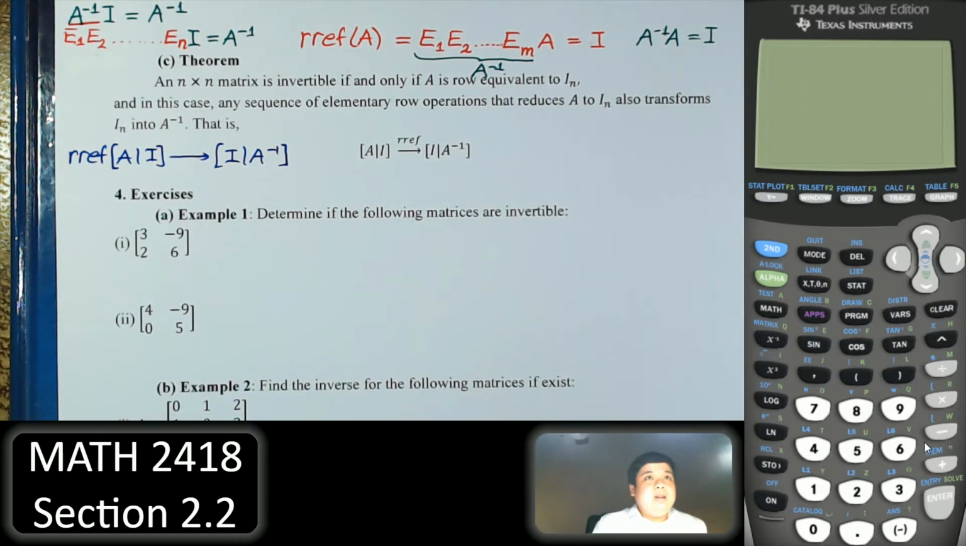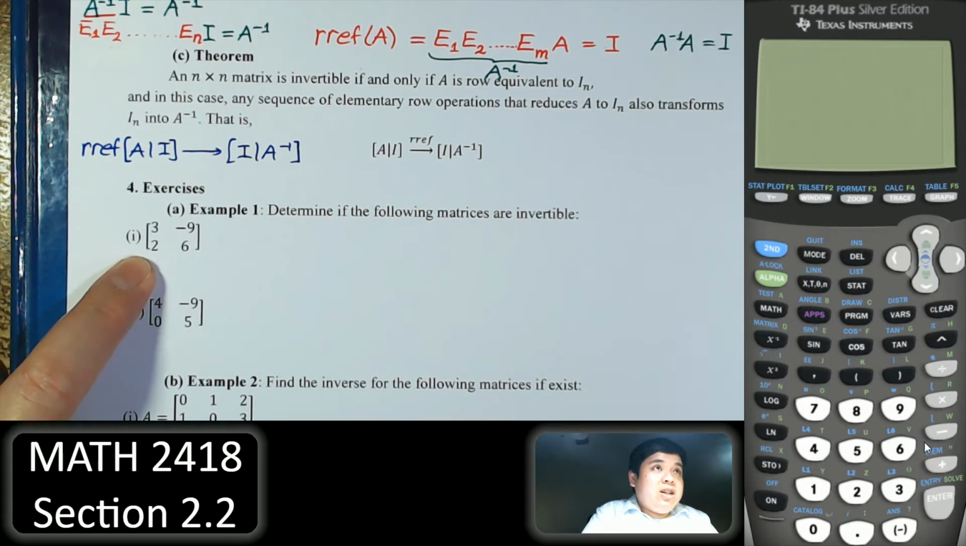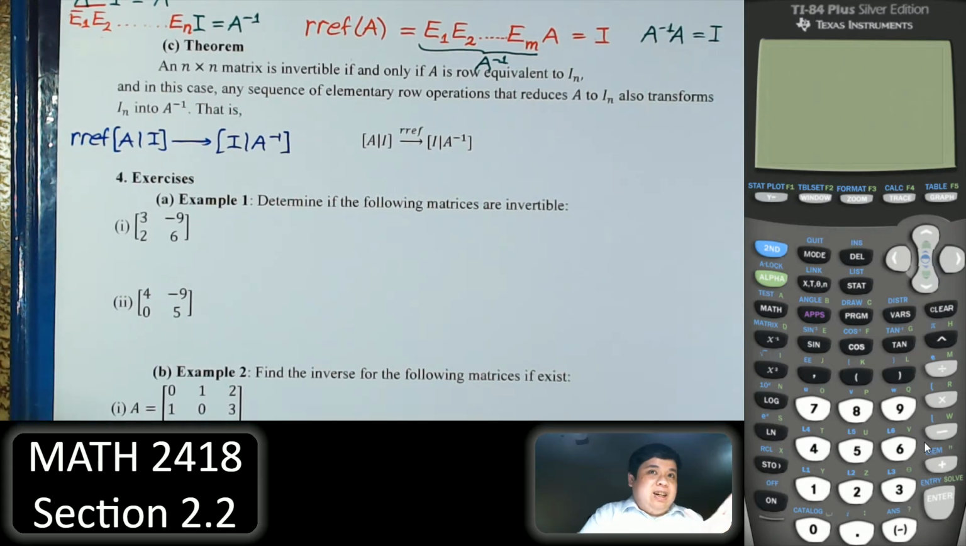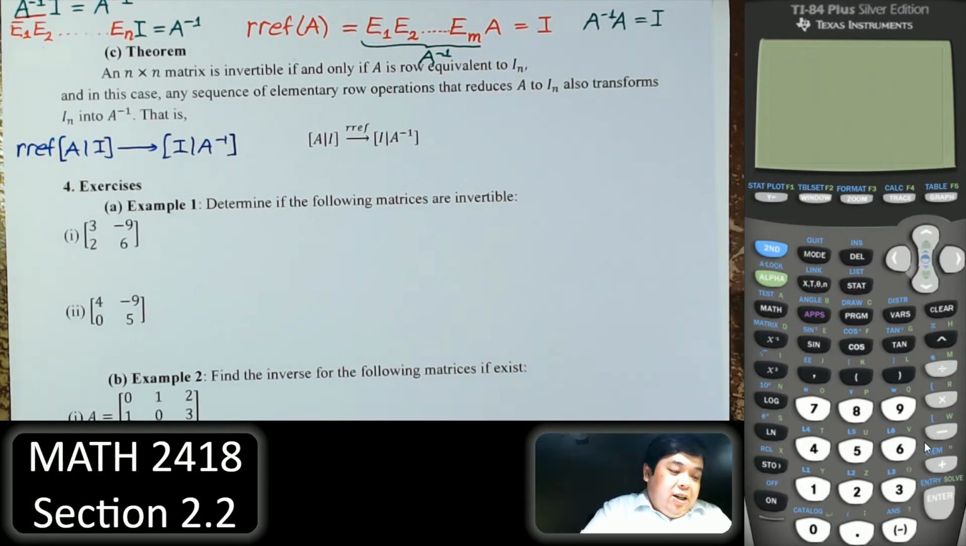Right. So pretty much, put the matrix and the identity and then do the reduced row echelon form, we will have the inverse. Right, let's try if it works.